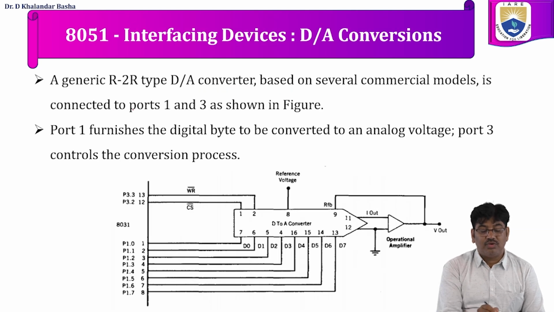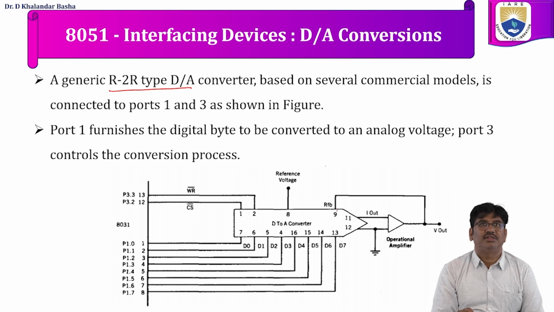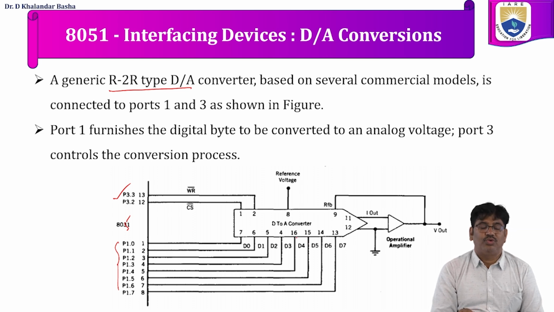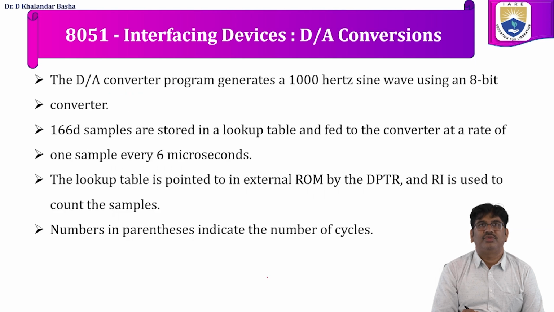So a generic R2R type digital to analog converter based on several commercial models is connected to port 1 and port 3 of the 8051 microcontroller as shown in the figure. Port 1 furnishes the digital byte to be converted to an analog waveform. Port 3 controls the conversion process. Whatever digital value we want to convert into analog output is provided on port 1, which is of 8-bit size. Two control signals are used for controlling the D to A conversion.